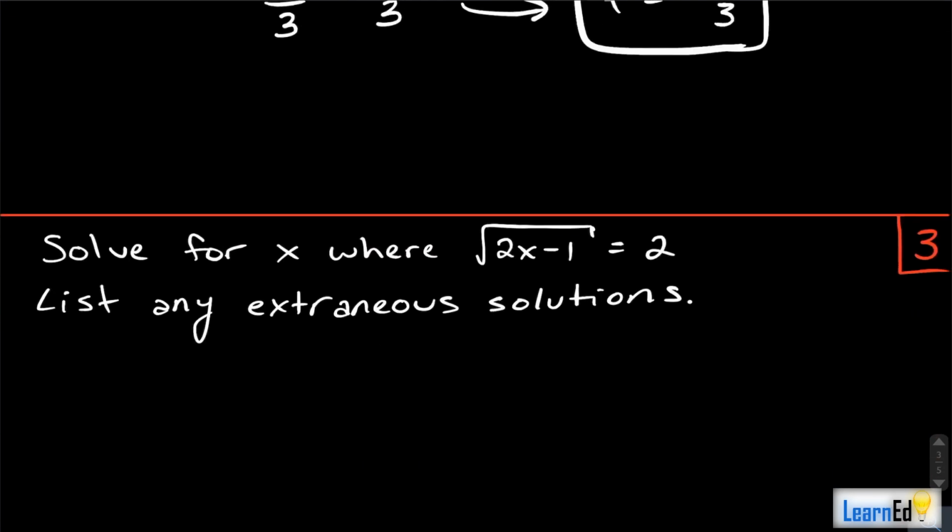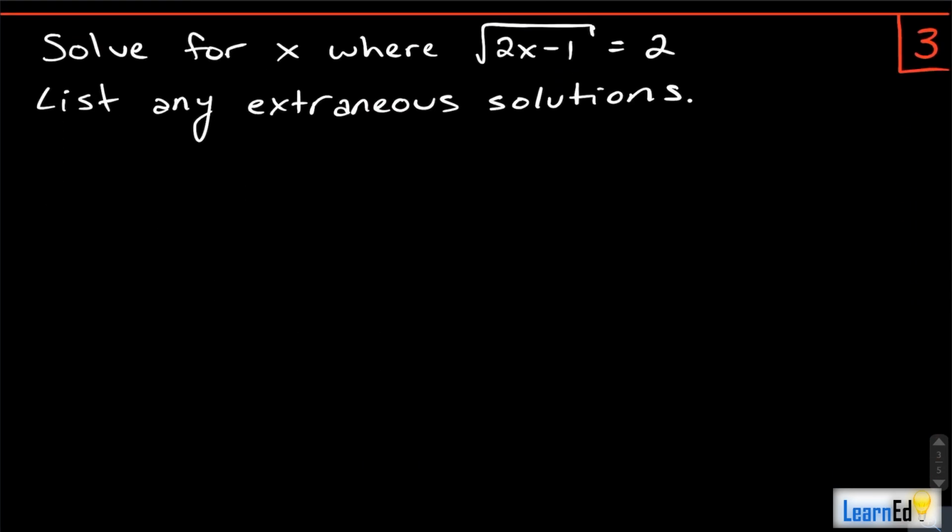Okay, so moving on to problem 3, we want to solve for x where the square root of 2x minus 1 equals 2. And we want to list any extraneous solutions. So what does this word extraneous mean? I think that's the main thing that is different about this problem, right? We want to list any extraneous solutions, okay?